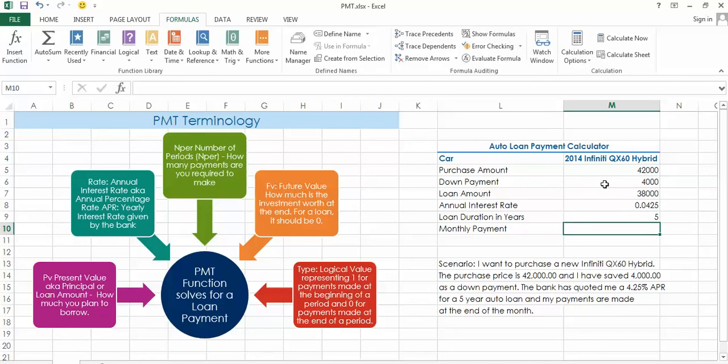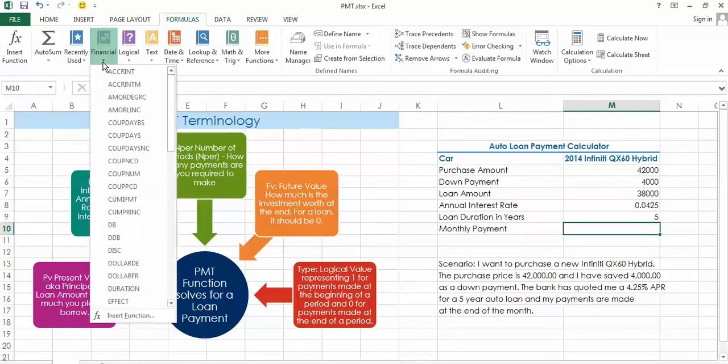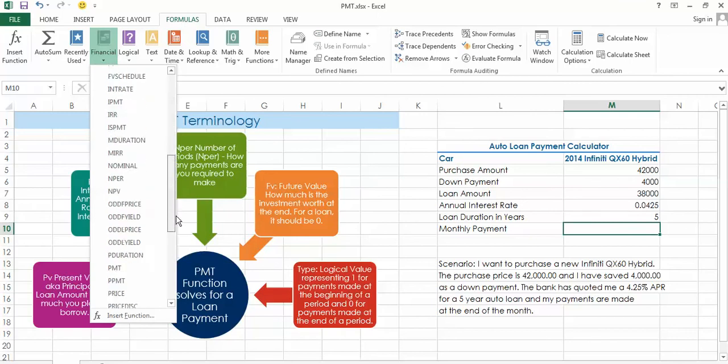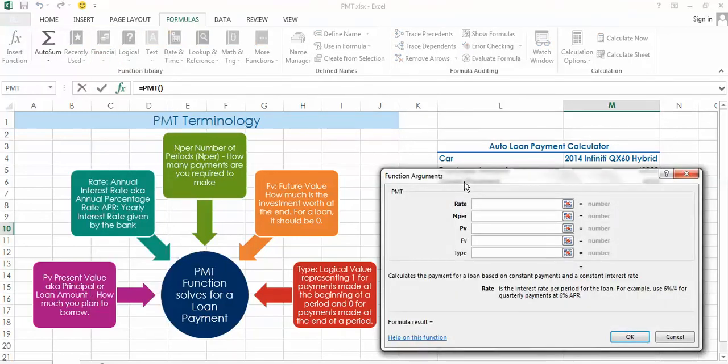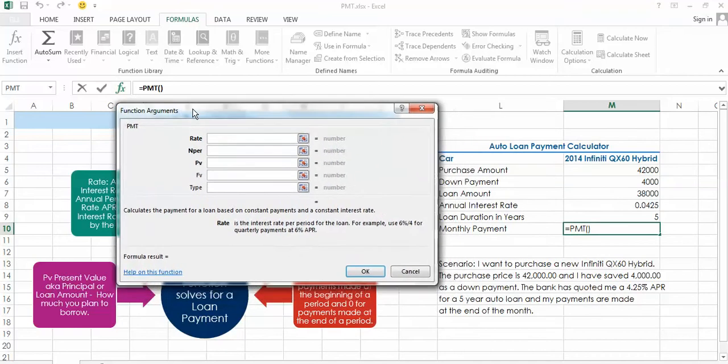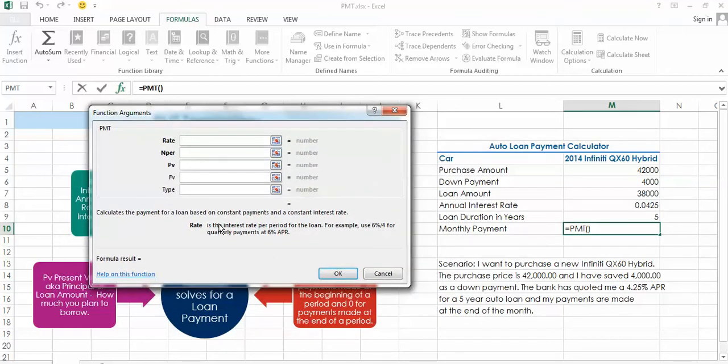The payment function is listed in a list of formulas, so we navigate to the formulas menu and look at the financial category, and then scroll down until we find the payment function. And you can see that the function has 5 different arguments, which we referred to at the beginning of this video. So the rate. You can even read the instructions.